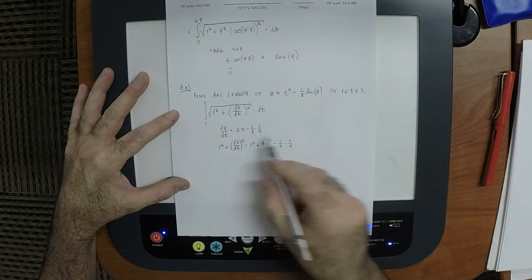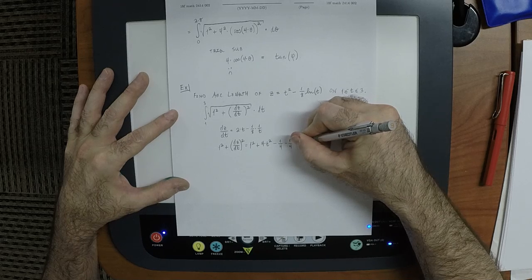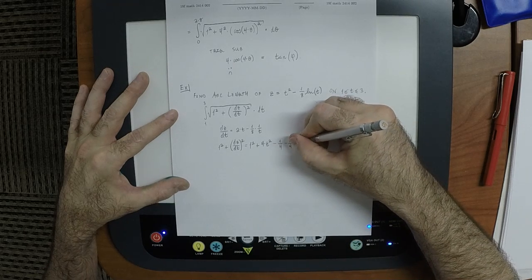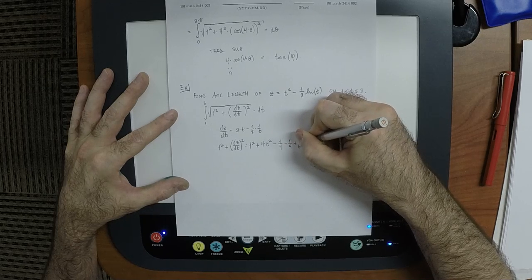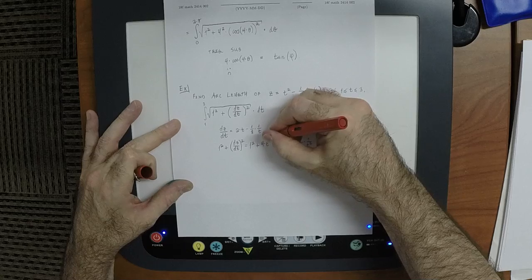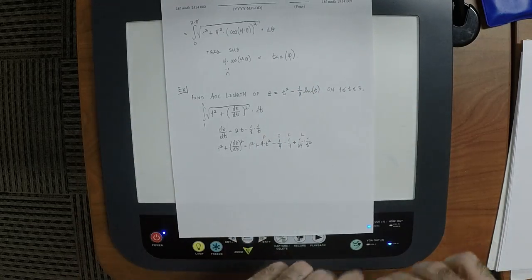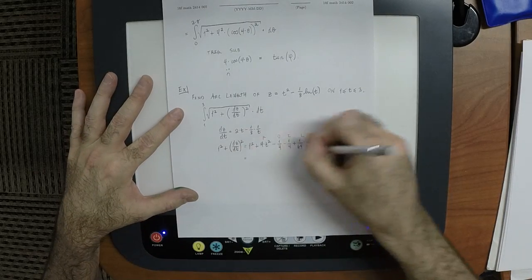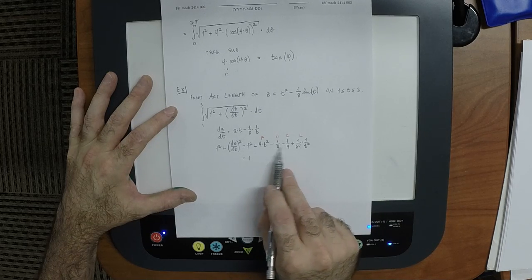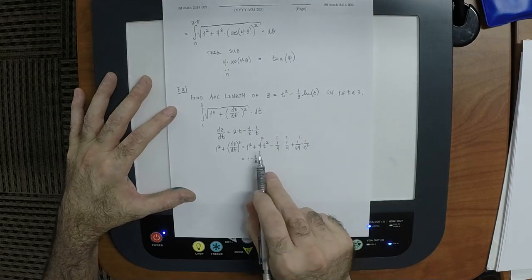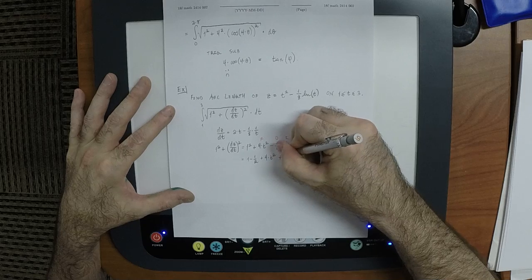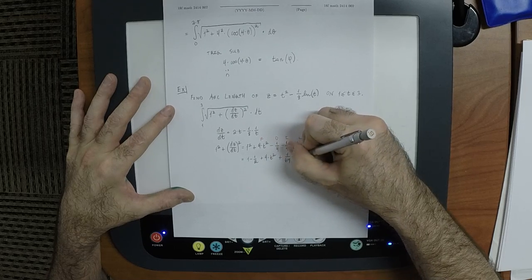So that's like F, O, I, and then what's L? That one times that one, right? So that'd be plus, because the negatives cancel, and then a 64th, 1 over t squared. Okay? So that's F, O, I, L. So now simplifying this, this would be what? 1, and then that's minus a fourth, minus a fourth, so that's minus a half, like that. And then 4t squared. And then plus 1 over 64 times 1 over t squared.